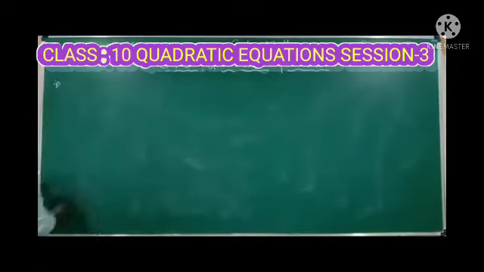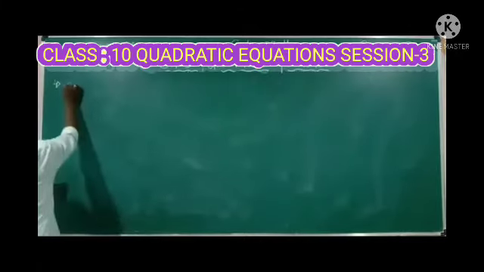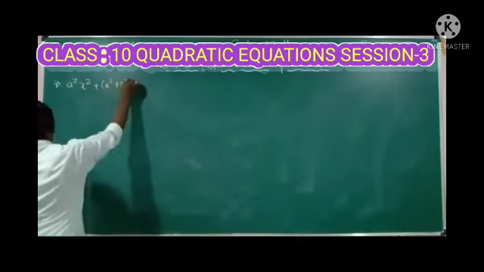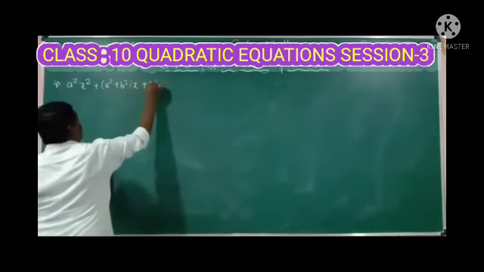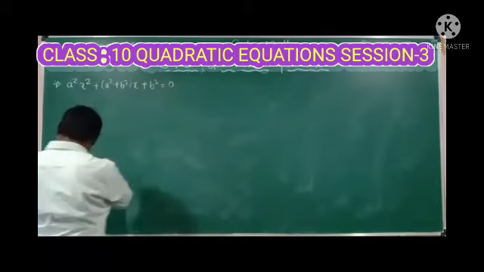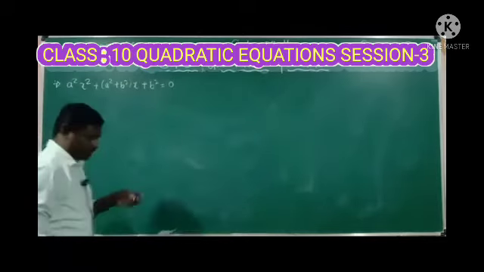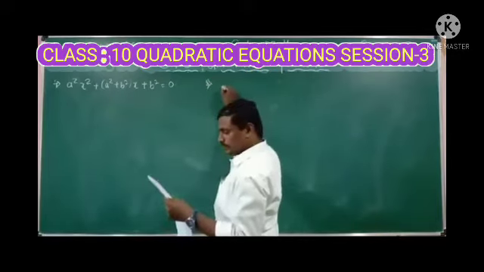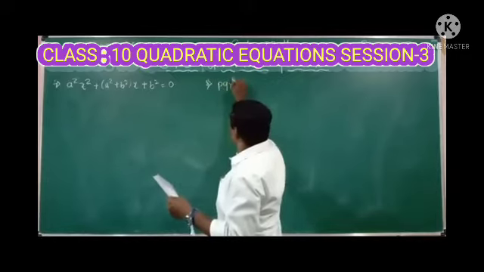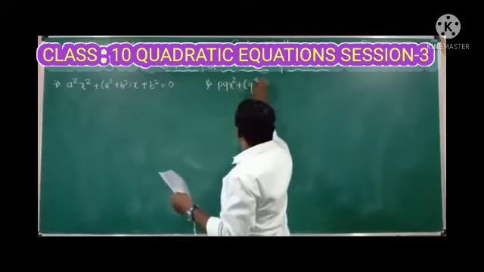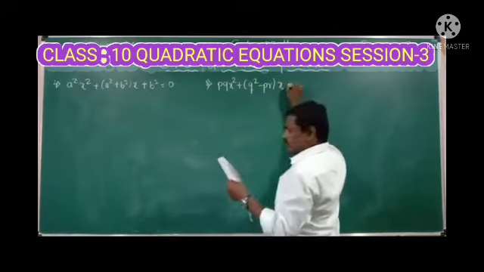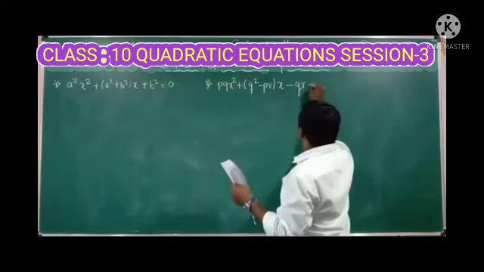Next, seventh one is a square x square plus a square plus b square into x plus b square is equal to 0. So this is the given equation. For this equation you need to write the two roots. Next, eighth one, pq x square plus q square minus p into r into x minus qr is equal to 0.